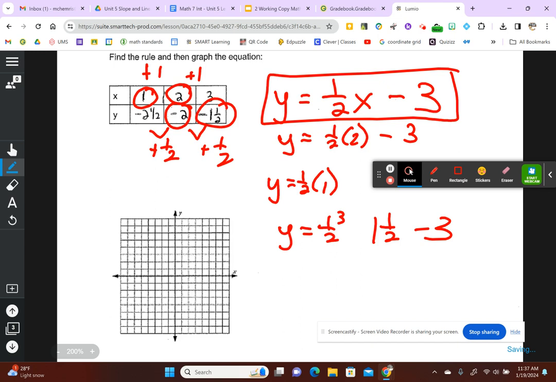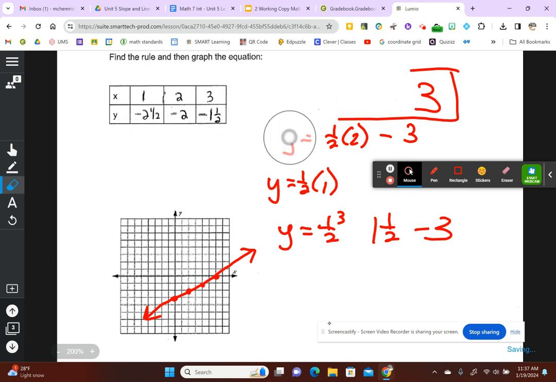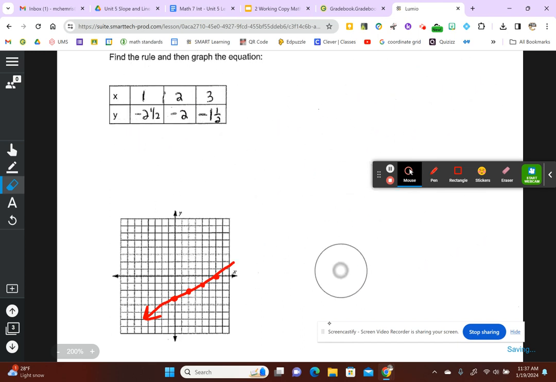It's not going to be a proportional relationship because it does not go through the origin. So up 1 over 2, up 1 over 2, up 1 over 2, and it looks like this. So again, since it doesn't go through the origin, it's not a proportional relationship.